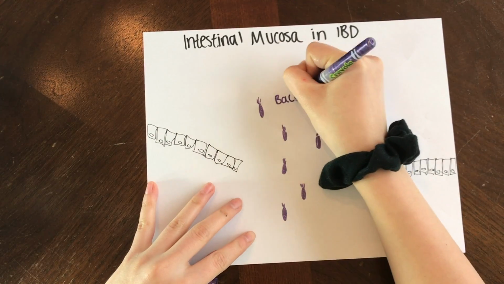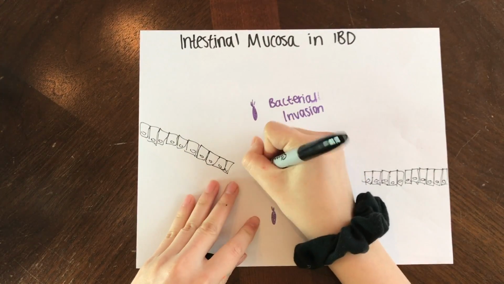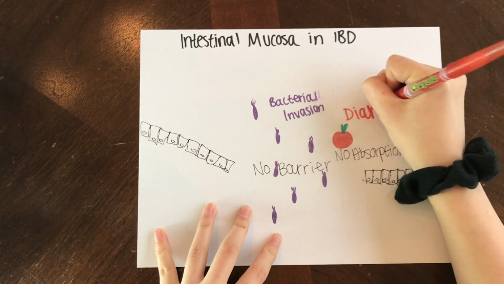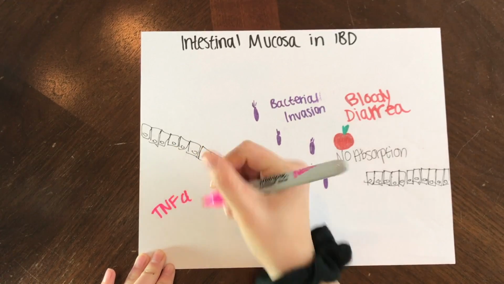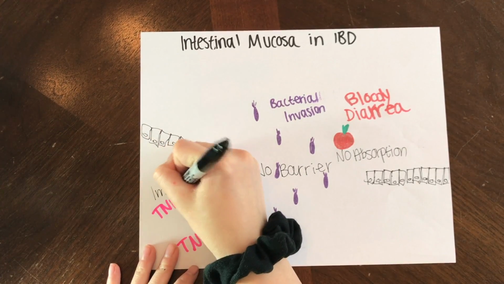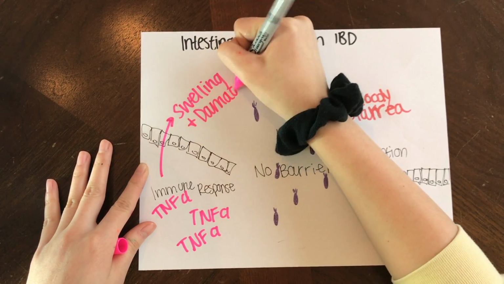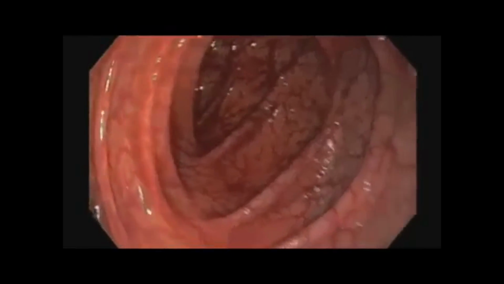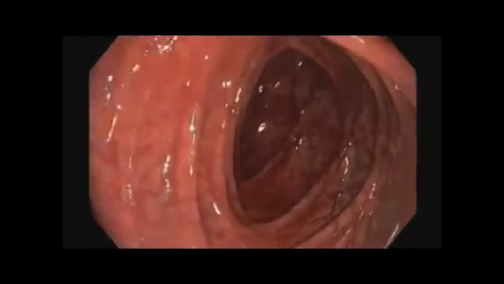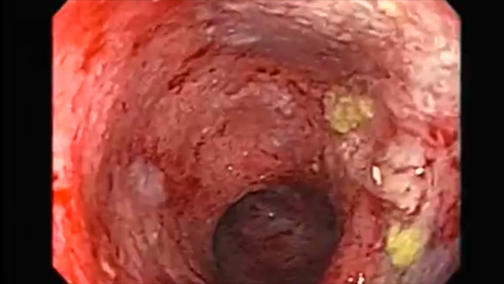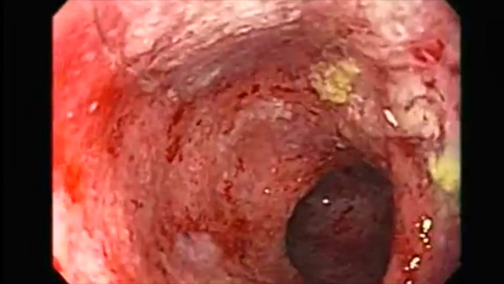Bacteria can infect the lumen due to the lack of the epithelial barrier, nutrition can't be absorbed, leading to extreme diarrhea and weight loss, and TNF-alpha continues to be produced from further immune response. This leads to inflammation in the form of swelling and damage. Here is a colonoscopy view of a normal, healthy intestinal mucosa. And here is the broken down intestinal mucosa of a patient with IBD.